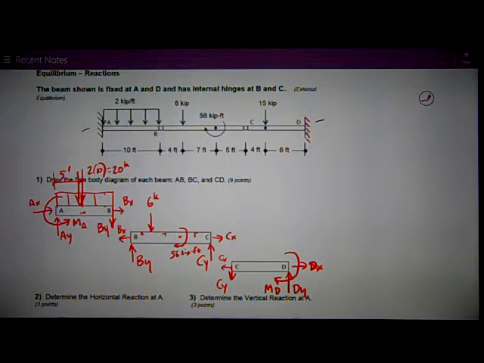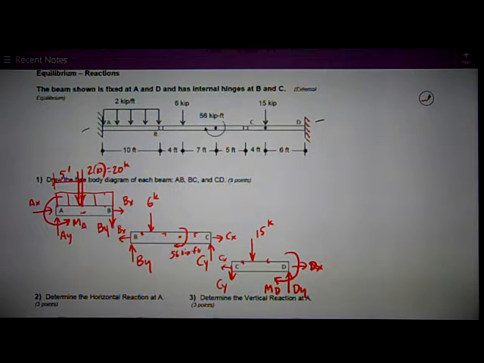on CD. Then, finally, I need to put my 15 kip load on CD right here at 4 and 6 feet. Now I've got good free body diagrams, so I've got all my support reactions. I've got those internal hinge forces equal and opposite on each member where they come together at B and C. And I'm ready to start analyzing.